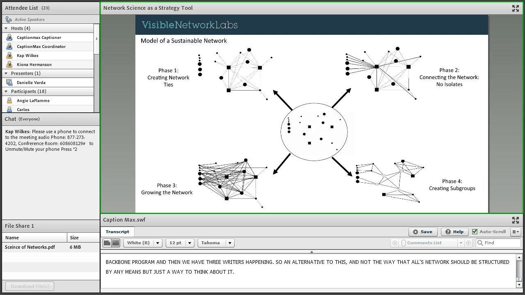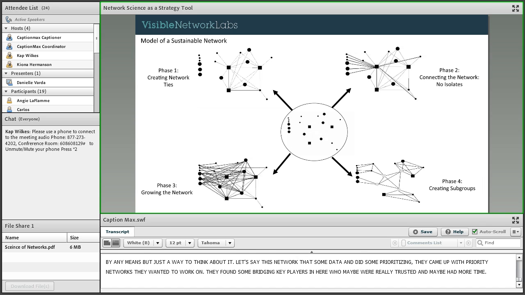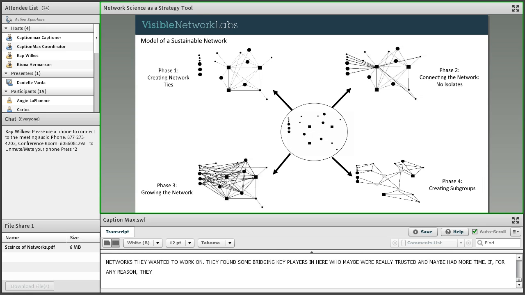So an alternative to this, let's go to phase four here, is not the way that all networks should be structured by any means, but just a way to think about it. Let's say this network, after a while, did some data, did some prioritizing, and came up with four priority areas they wanted to work on. They assigned people to a role within each one. They found some bridging key players in here who maybe were really trusted, maybe had more time. For any reason, they were valued as strategic bridging organizations. And the network ran this way.